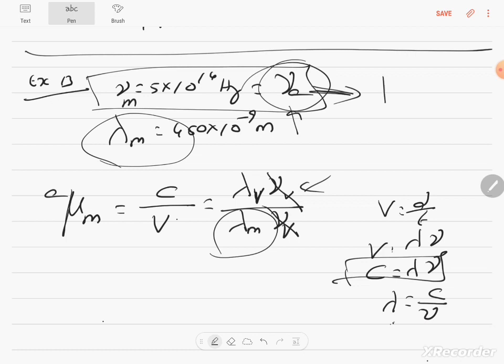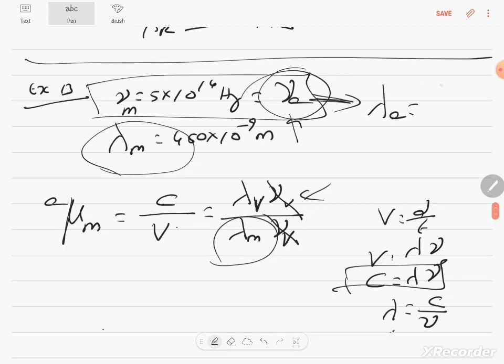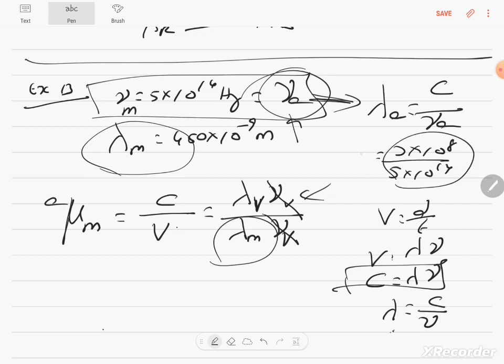So if you want to find the wavelength in air, you can write the velocity in air by frequency in air. So 3 into 10 to the power 8 by 5 into 10 to the power 14. You calculate this answer, and you will get the wavelength in air, which is nothing but the wavelength in vacuum. So you can calculate the refractive index of the liquid. Are you clear?